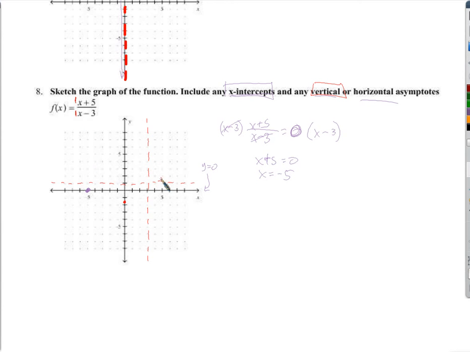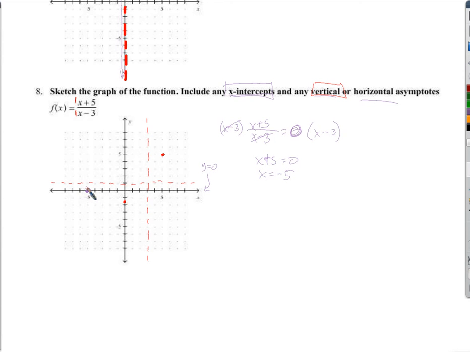I don't have quite enough room for that. I'll just jump over to 5. 5 plus 5 is 10. 5 minus 3 is 2. So we have 10 over 2. That'd be 5. So that's easier to plot. Nothing wrong with that. So we got 0 and 5, and then, well, I kind of don't really need a point over here. I'll show you why.